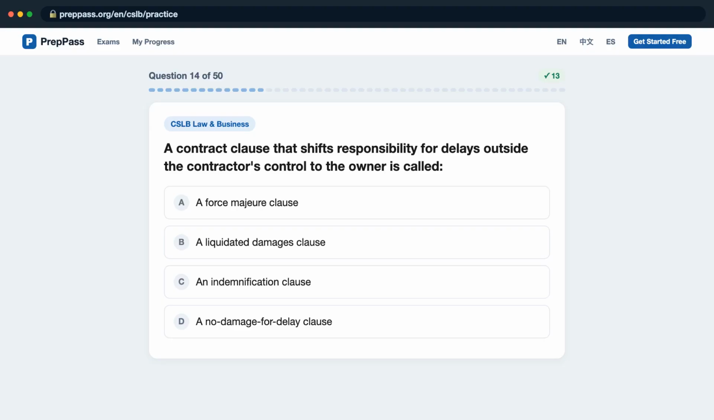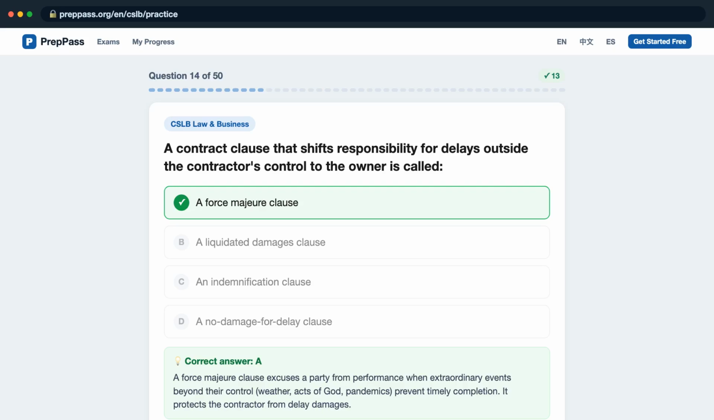Question 14. A contract clause that shifts responsibility for delays outside the contractor's control to the owner is called, is it A, a force majeure clause? B, a liquidated damages clause? C, an indemnification clause? D, a no damage for delay clause? The correct answer is A.